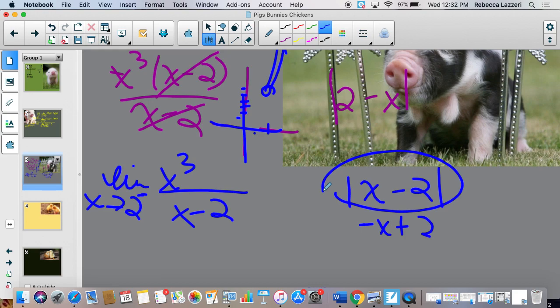Okay? Alright, so on this one, we're going to just do it more than is needed here, but it's interesting to look at. Because you're supposed to be able to handle all this piecewise stuff anyway. Alright, now I'm going to take the limit as x approaches 2 from the left. I'm going to factor a negative out.